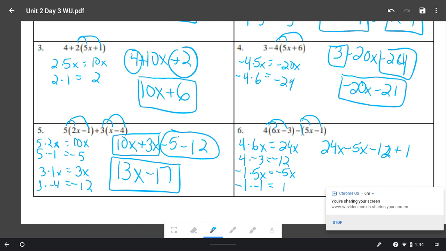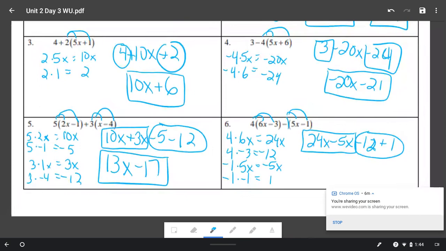Then we look to see if we can combine any like terms. I believe those two are like terms, and these two are like terms. If we combine those together, 24 minus 5 would give me 19. Negative 12 plus 1 would give me negative 11. So my final answer is 19x minus 11. I can't do anything more to simplify it because those don't combine anymore. So that's the combination of days 1 and 2, all in day 3. That's going to be your homework tonight. It's distributing first and then combining like terms.